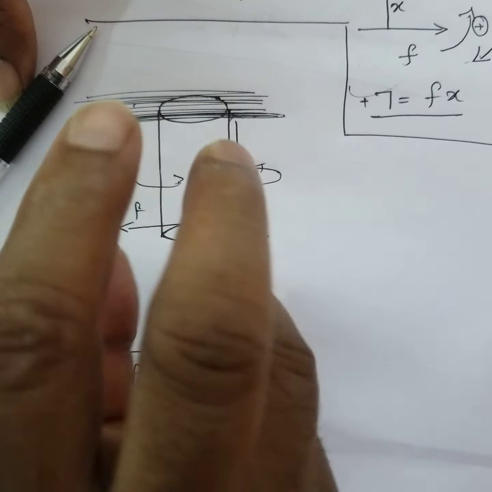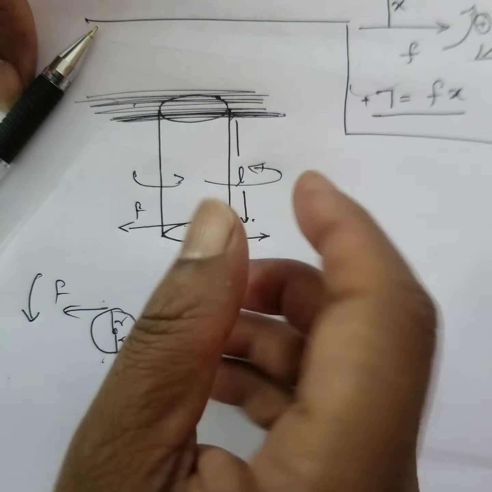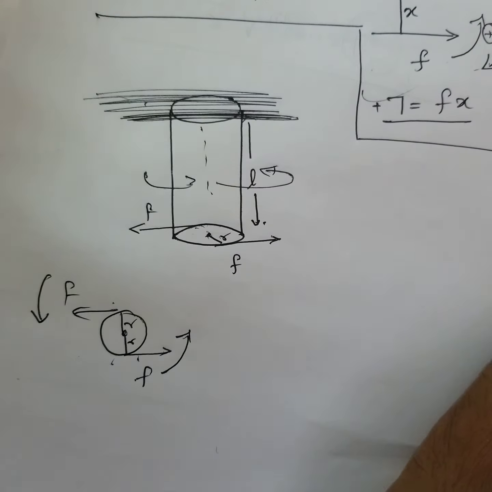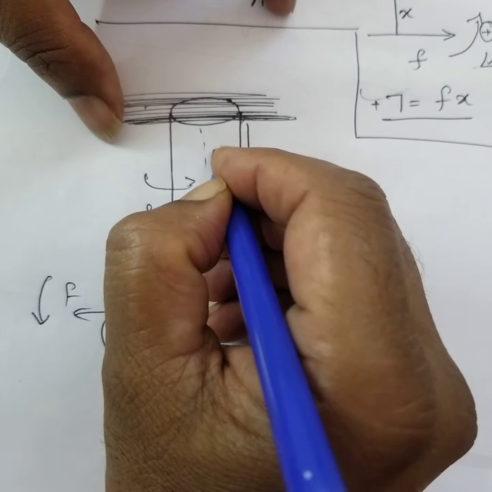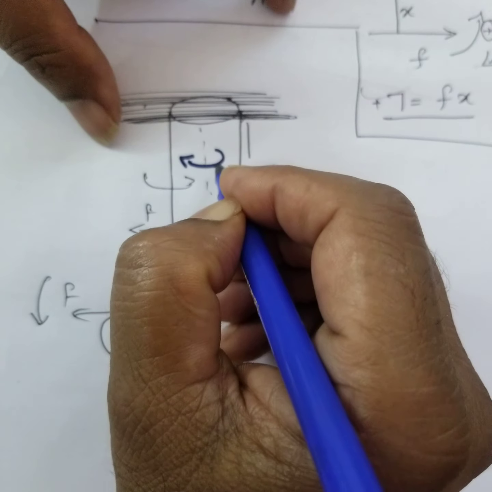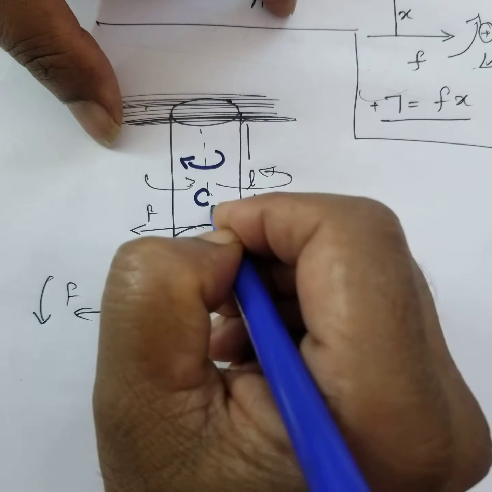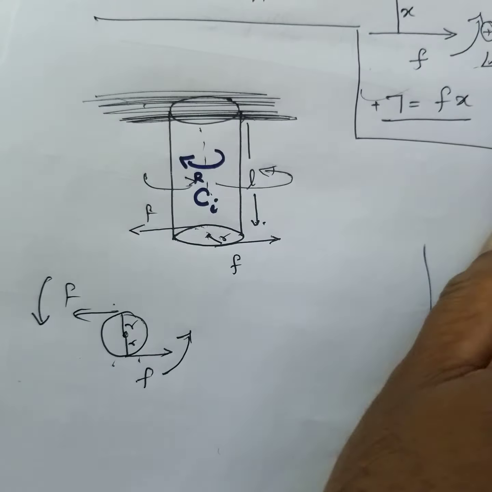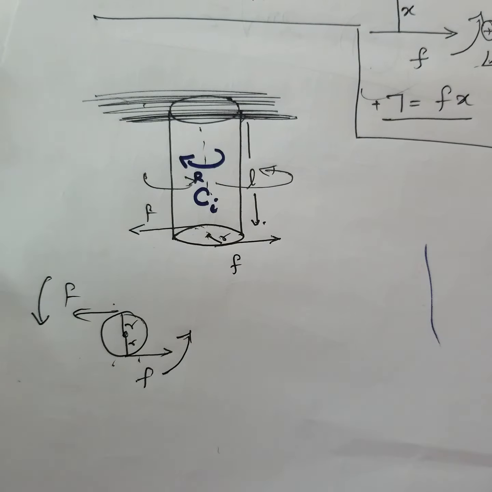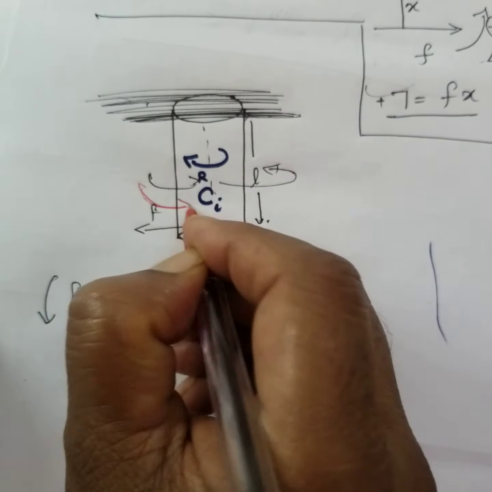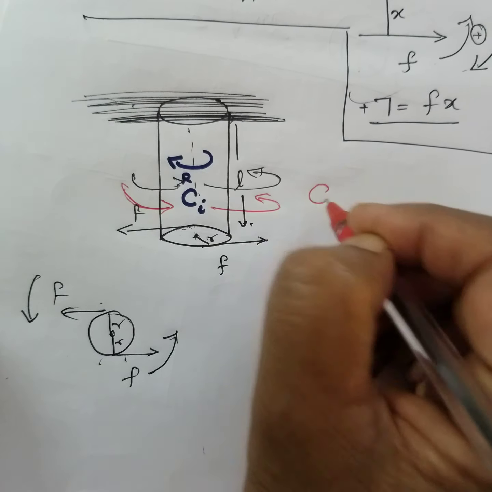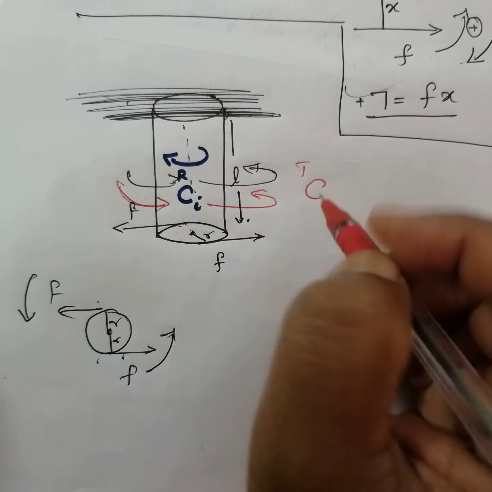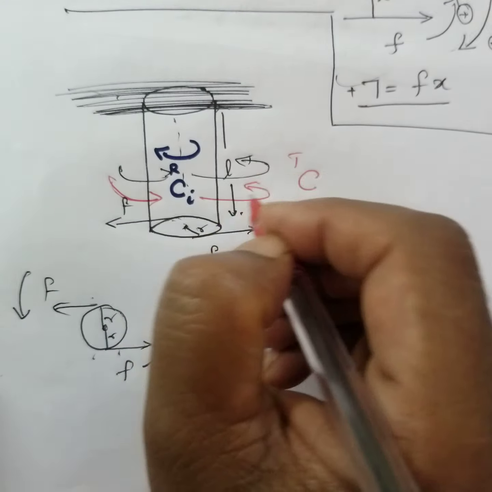You can call this clockwise. Now, because of the elastic nature of this material, there is an internal twist. This is a couple acting internally, called the restoring couple. What you are applying is called the twisting couple. That is what will happen. This is the restoring couple.